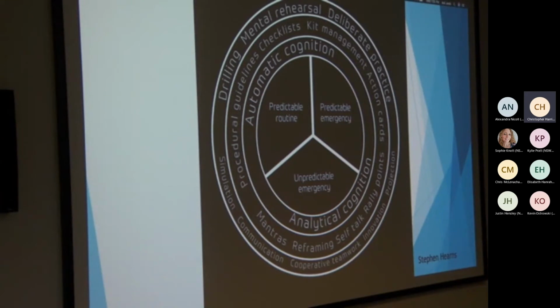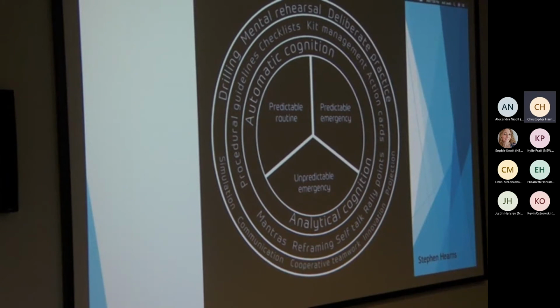You've got your predictable routine, what we know is going to happen. Then you've got your predictable emergency, what we know might happen. And then you've got your unpredictable emergency, that's the bit we need to preserve our cognitive and analytical capacity for. And there's all those things around the edges which help us to do that, like drilling, your mental rehearsal, the positive self-talk, as well as cognitive aids. So I think that slide sums up what I've just mentioned earlier.